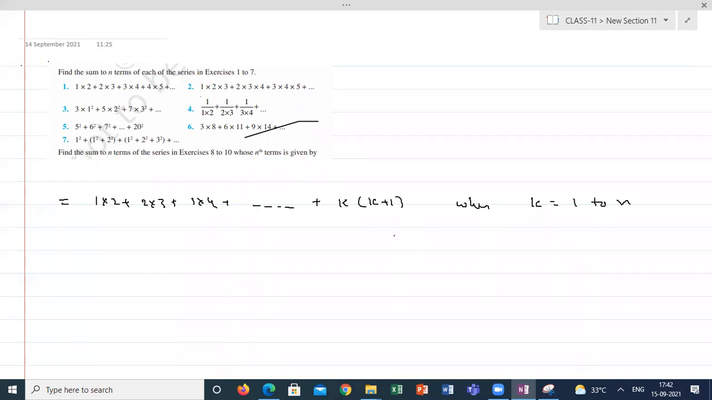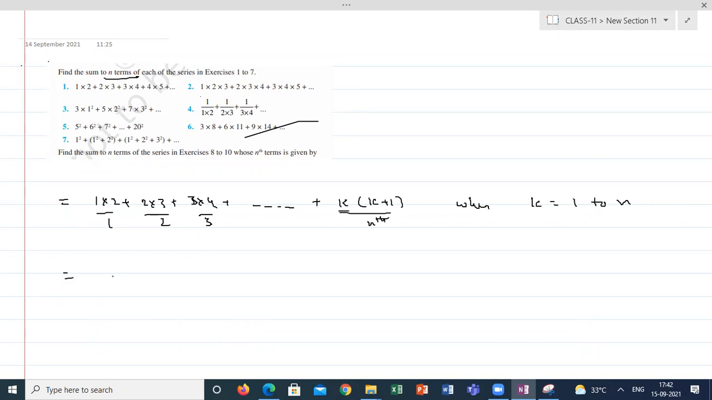K is equal to 1 to n. If I am substituting 1, I will get 1 into 2. If I am substituting 2, 2 into 3. Substituting 3, 3 into 4. If I am substituting n, n into n plus 1. See, this is the first term, this is the second term, this is the third term. If I am substituting n here, this is the nth term. He's asking, and so on, the sum of the n terms.